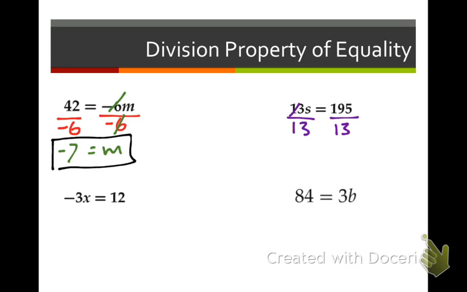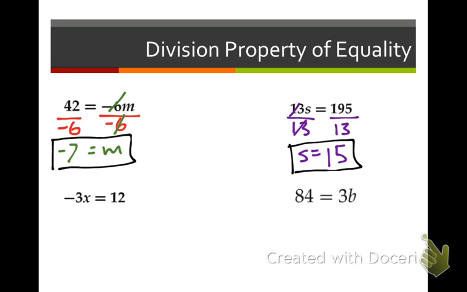Okay, so I divide, the 13's go away, and 195 divided by 13, I don't know what it is, so I'm going to use my calculator right here. So I'm going to put 195 divided by 13, and I get 15. Alright, going very fast.